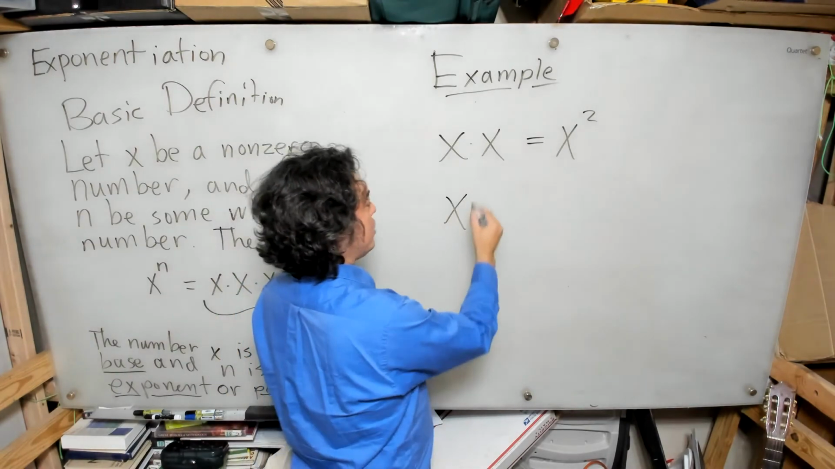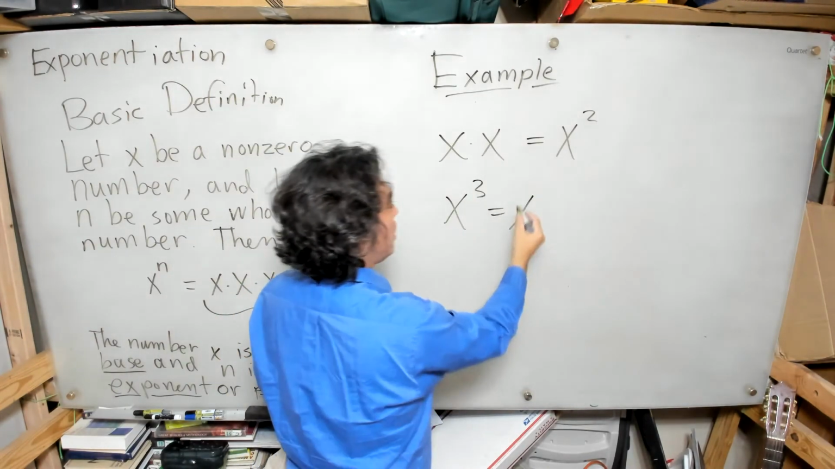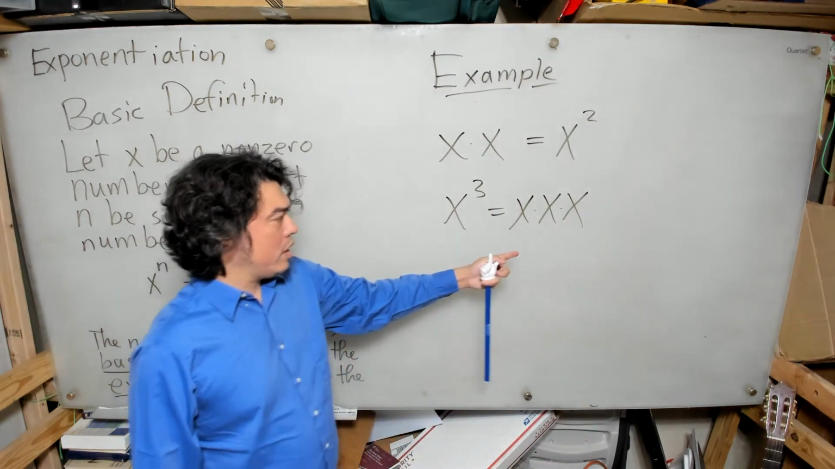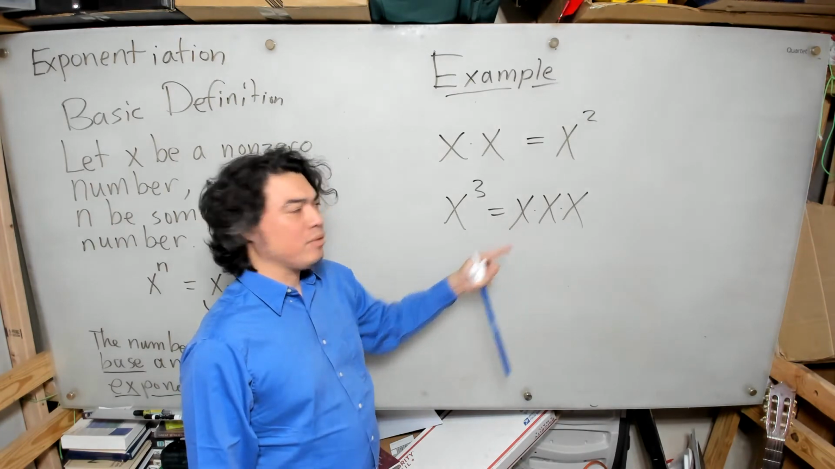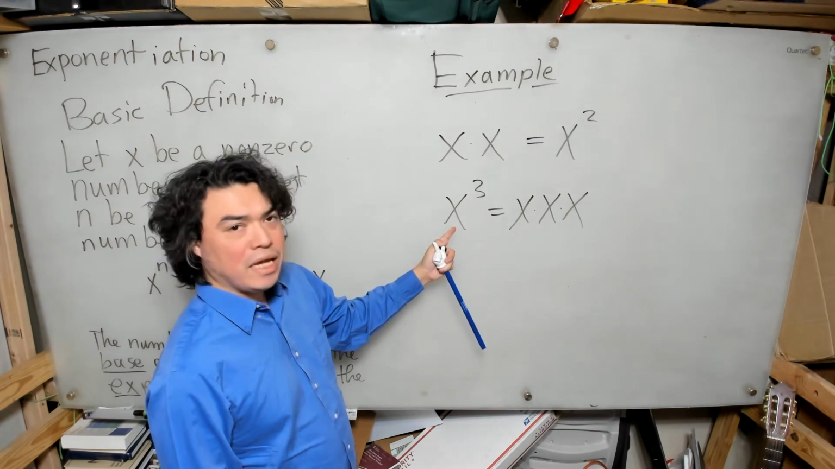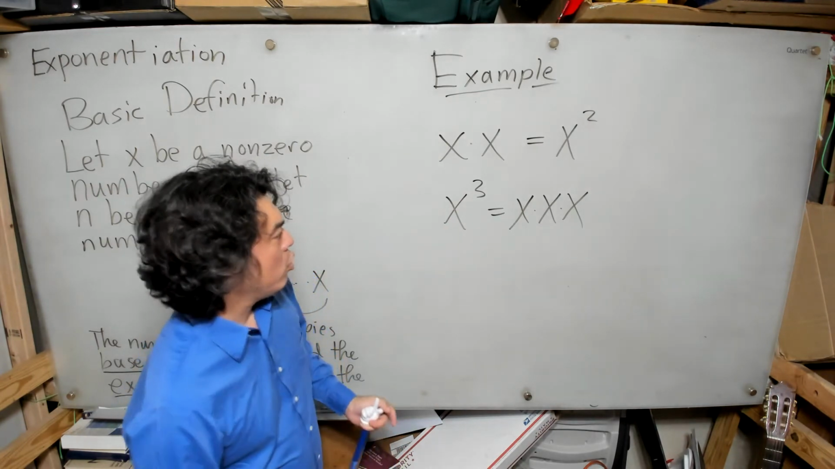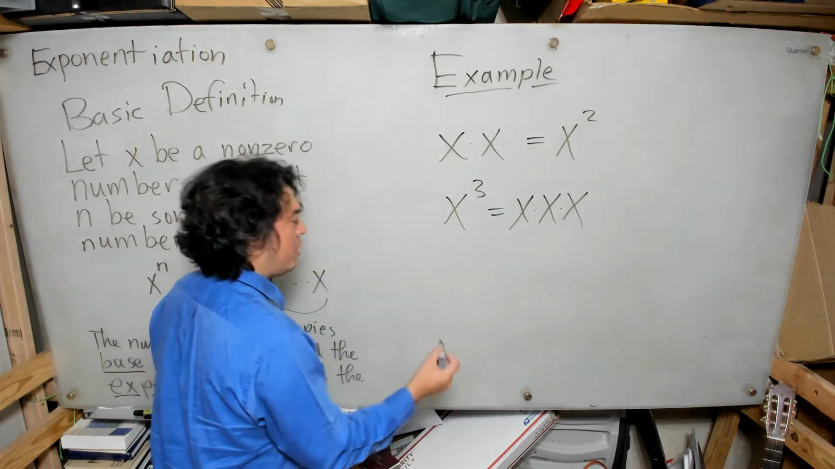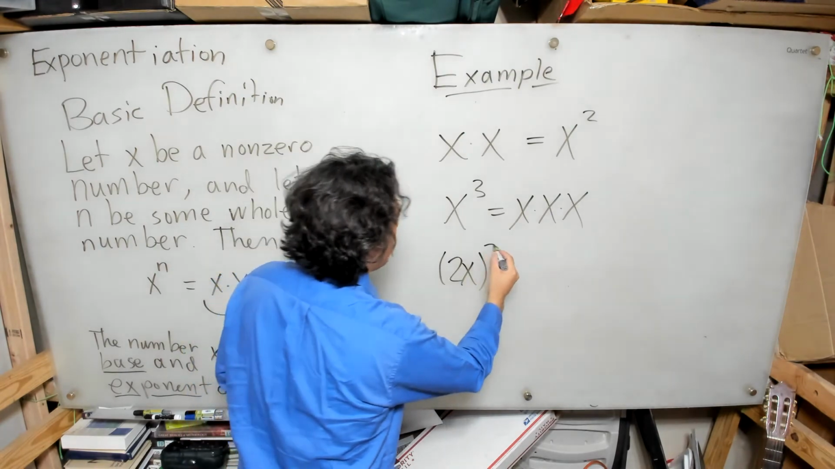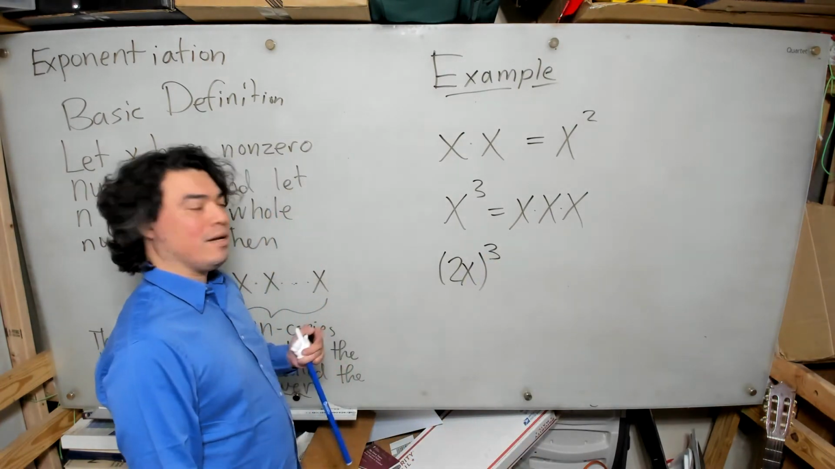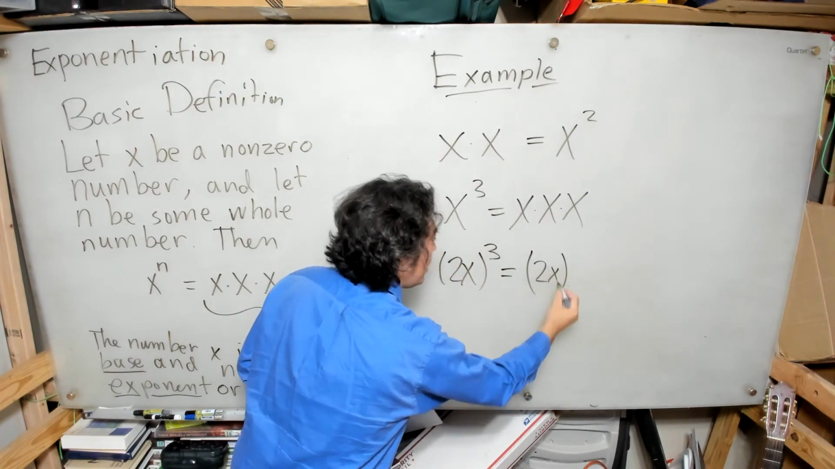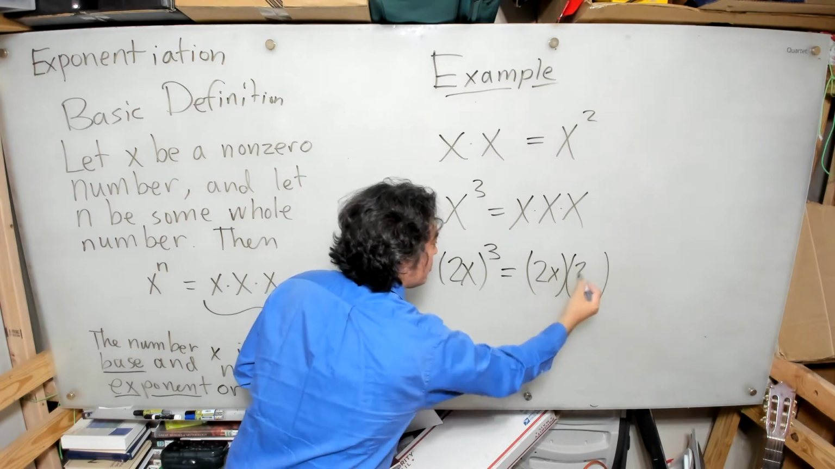What if I were to write x to the 3rd power? That would be, by definition, x times x times x, because I have 3 copies of the base x being multiplied together. The exponent is the number of copies being multiplied, and the base x is what is being multiplied. Now, let me show you an example that's more interesting. What if I have 2x raised to the 3rd power? What is this? This is more interesting, because by definition, this means that the base, 2x, is going to be multiplied with itself 3 times. Like this.